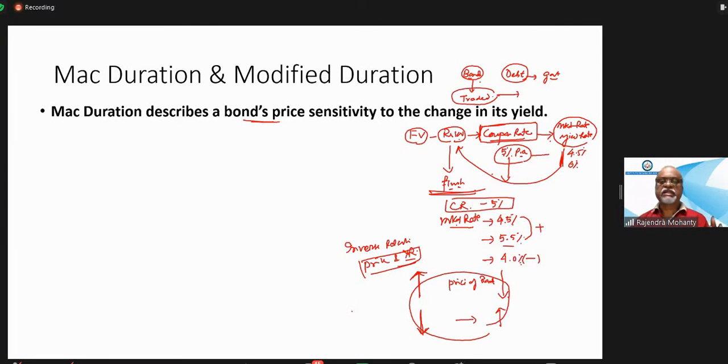So if a question is asked that the rate has gone down, simply your answer will be that the price is going up. If the rate has fallen, the price has gone up. If the rate has gone down, the price will go up. This is the basic rule you have to follow.